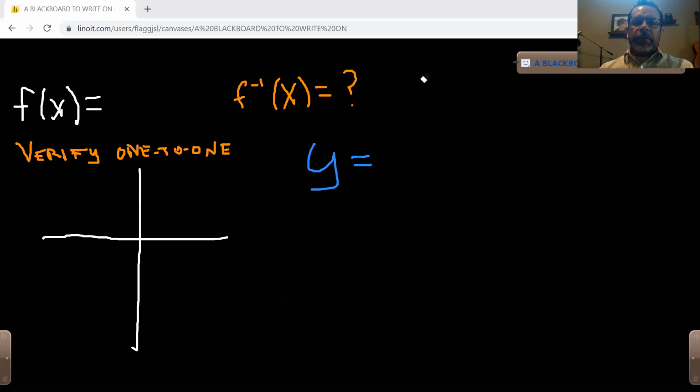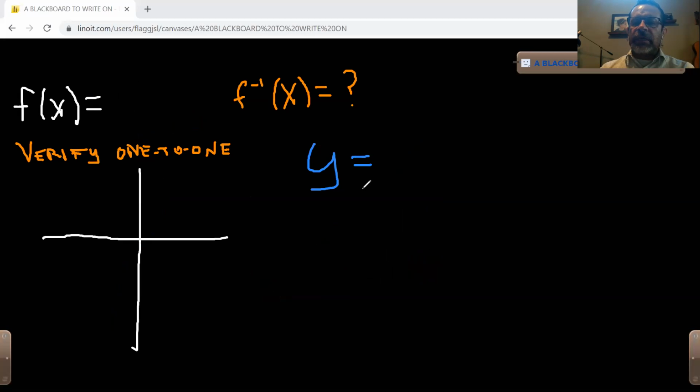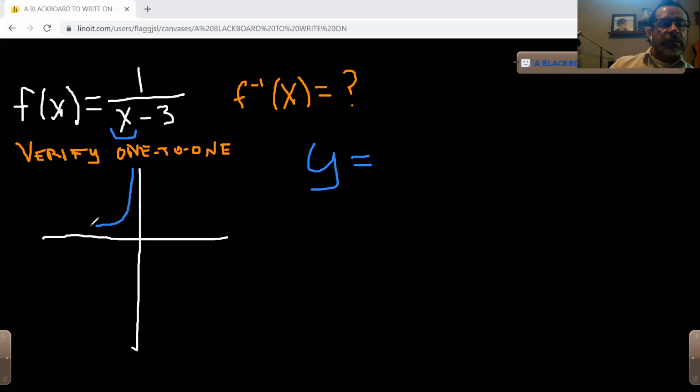Okay, so the next example we've got there on the slides is f of x equals 1 divided by x. Is it plus or minus? Minus 3. Okay, let's first verify the one-to-one. So first off, this has a base function, which is 1 divided by x, which goes something like this.